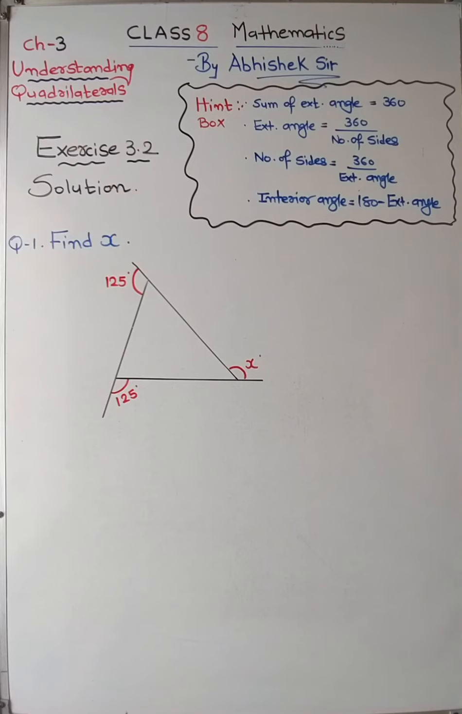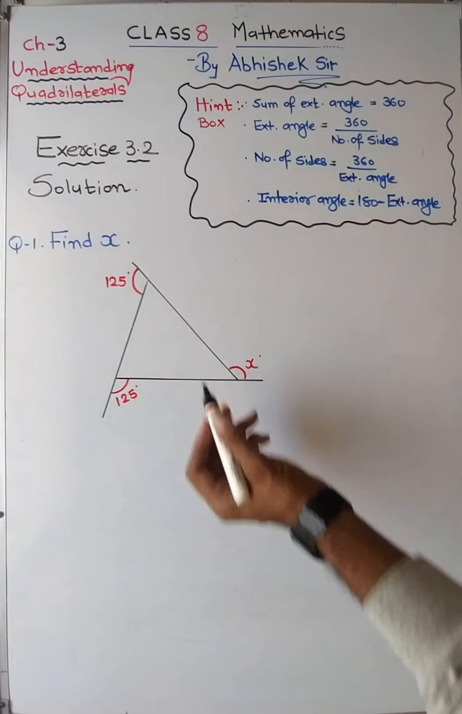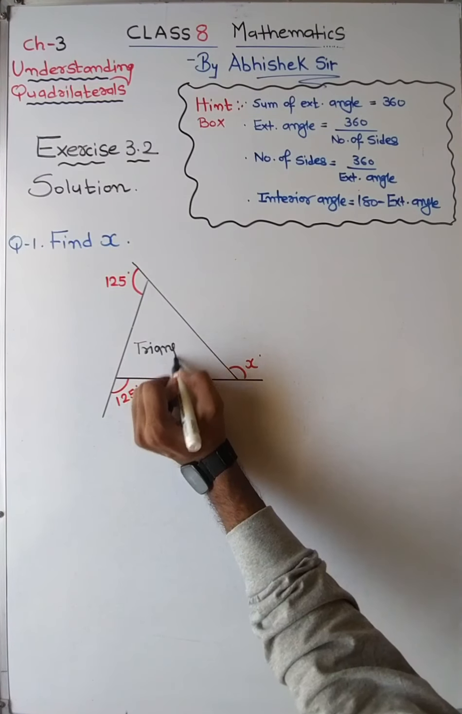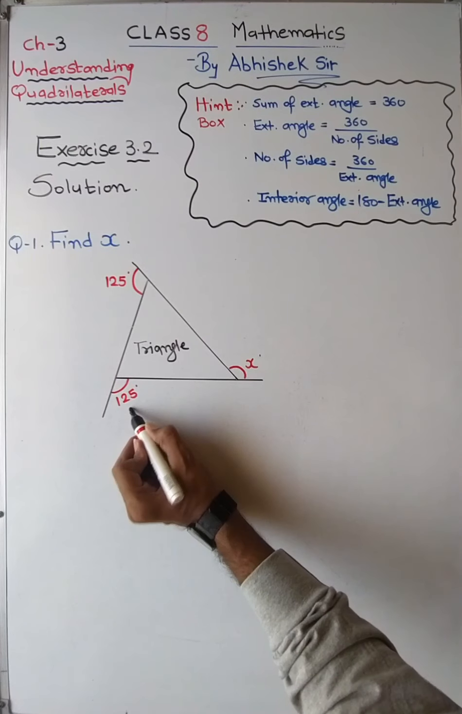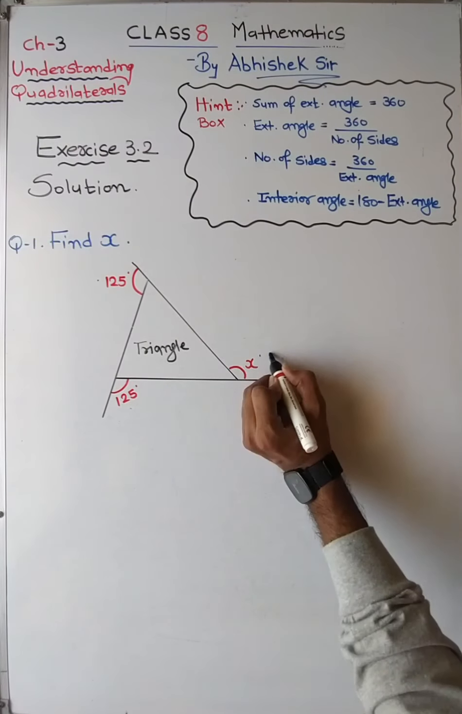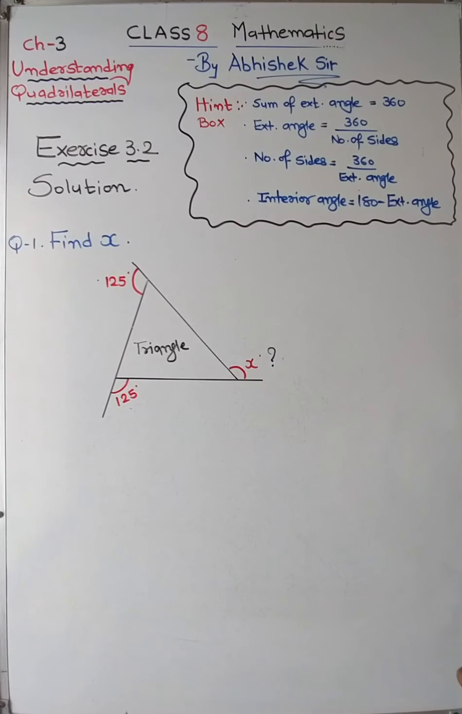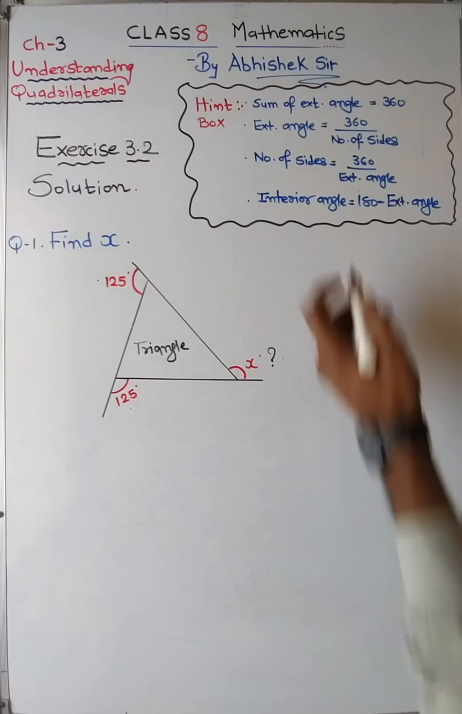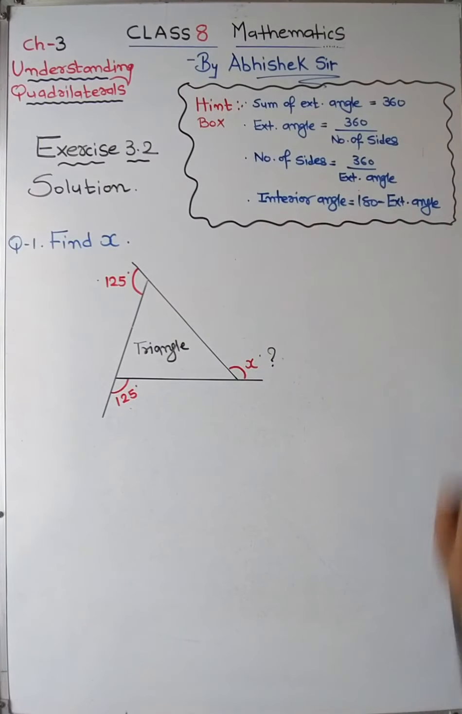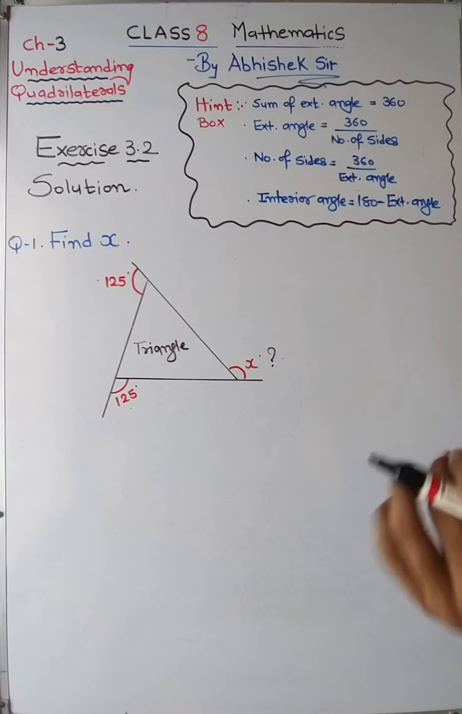So the first question is: find x from the figure. We have this first figure, in which we have been given a triangle having 1, 2 and 3 exterior angles, right? The minimum number of exterior angles is there only in a triangle. Now we have to find out what is x. So very easy, we will use this hint. For your convenience I have written this hint box, so we will take help of this and solve the exercise.